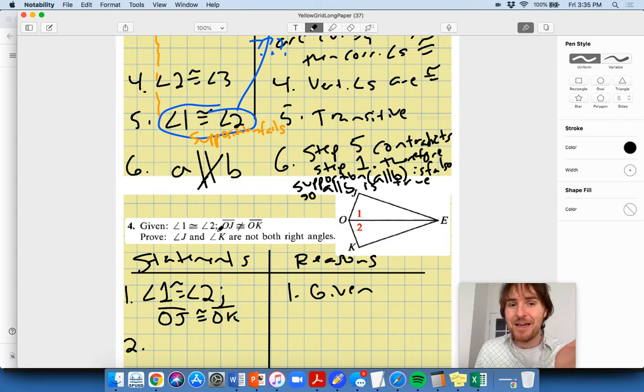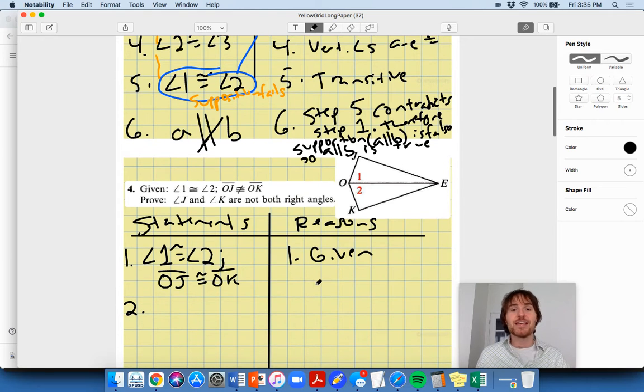So we know our given premises. Those are our gifts from the math gods. Angle 1 has to be congruent to angle 2. There's no way OJ can be congruent to OK. That's not up for debate. So if we contradict those, then whatever assumptions we made earlier have to be false. So anyways, step 2 is what?